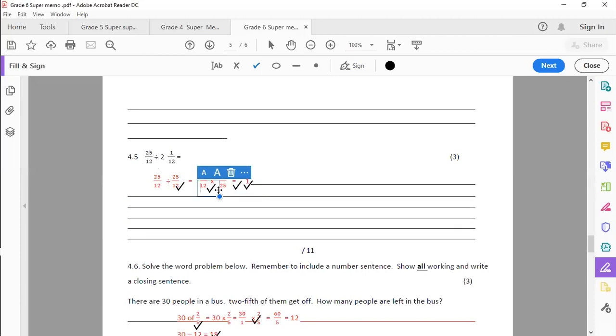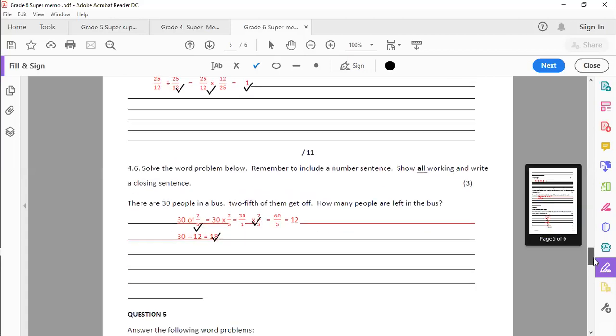The answer will never change from 1. So because I knew that this and this number are going to be the same, my answer is 1. It is as simple as that. Then we move on to the next question.